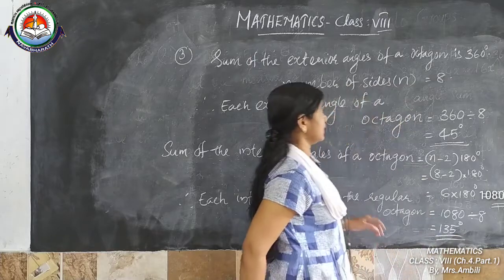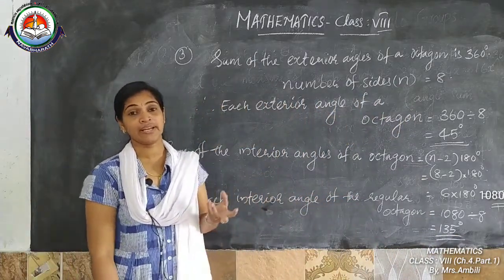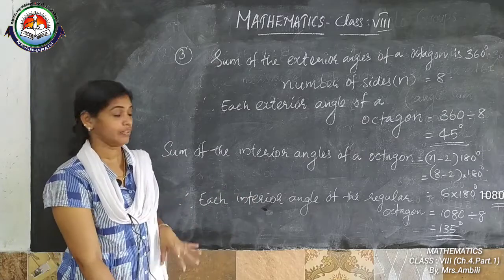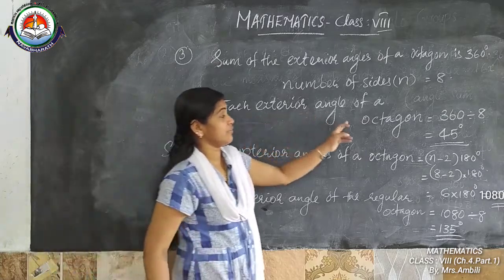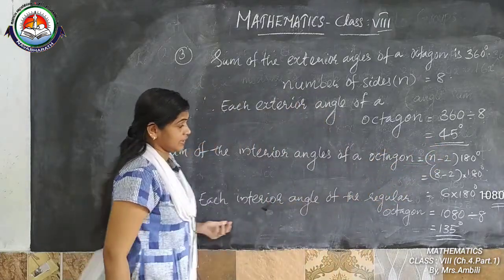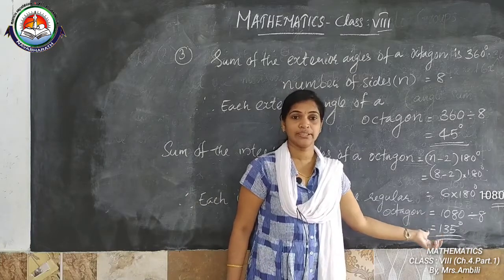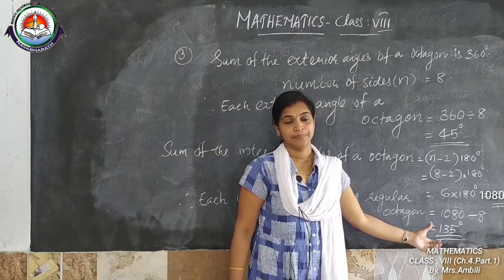Okay, so what is our question? Find each interior and each exterior angle of a regular octagon. So what we got? Each exterior angle of a regular octagon is 45 degree and each interior angle of a regular octagon is 135 degree. Okay, like that you need to conclude it.